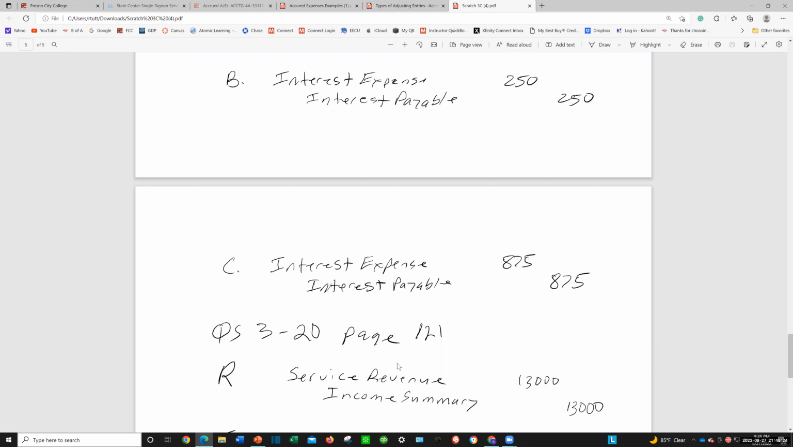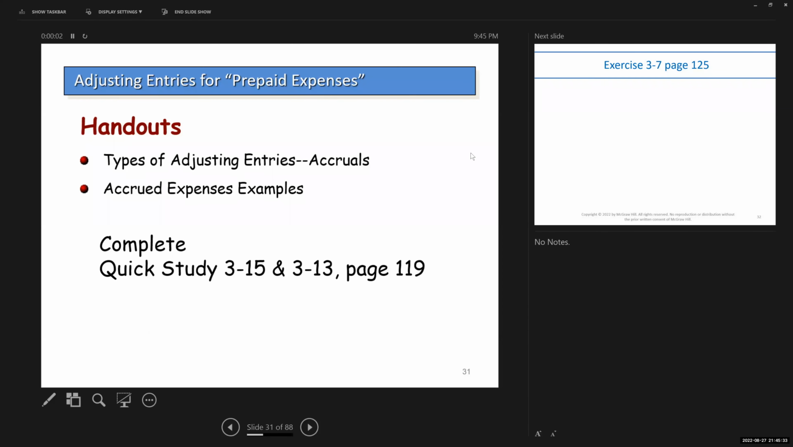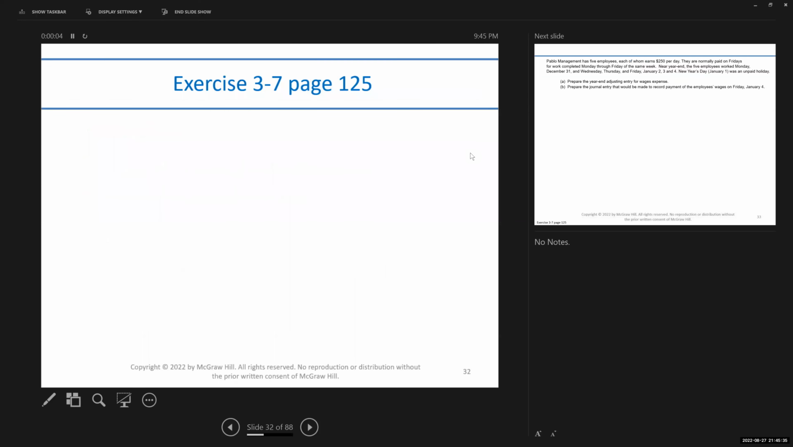Let's go ahead and I'm going to go back to our PowerPoint. I'm going to do Exercise 3-7 on page 125. And I'm doing it through PowerPoint. It's really nice because this is kind of a complex problem, a lot of information. It's hard to wrap your mind around it. So I think that the visuals here really help. So anyway, if you want to, you can take a look at it. It's Exercise 3-7 on page 125.